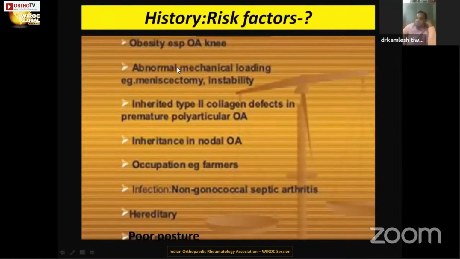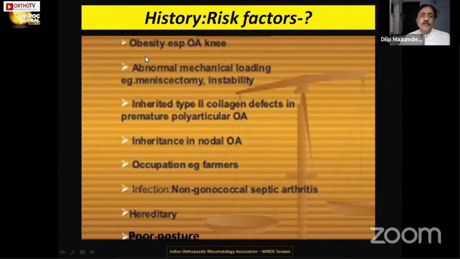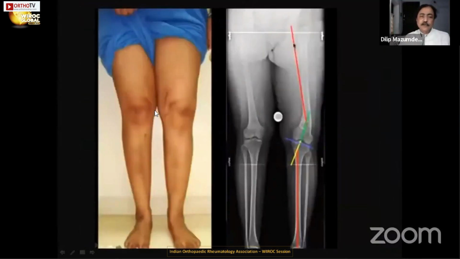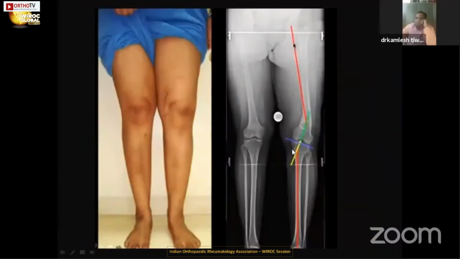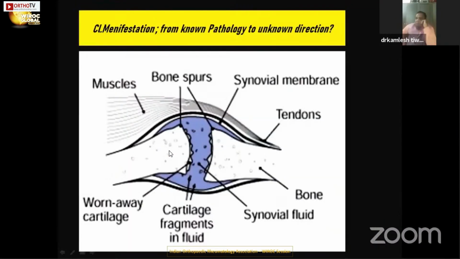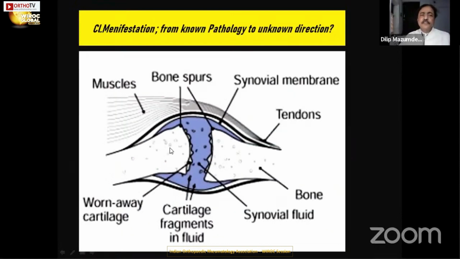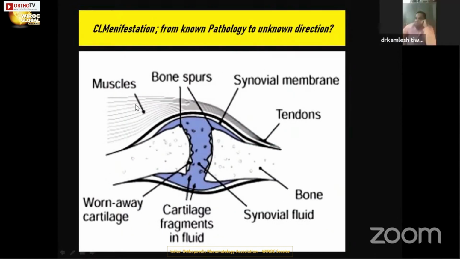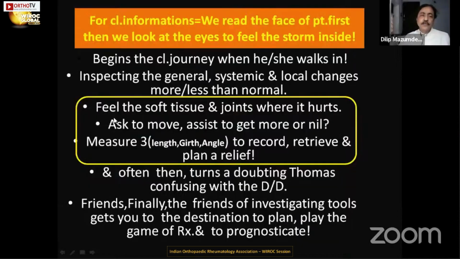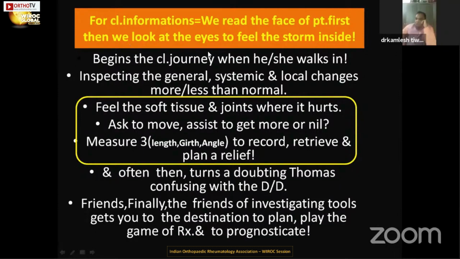So, wear and tear. What is the history? The history is obesity. It is very important to look for obesity and abnormal mechanical loading. See, they can correct the angulation by this. So clinical manifestations go from the known pathology to the unknown, in the direction of all tissues around the joint. For clinical examination, we look at the face of the patient first. Then we look at the eyes to feel the storm inside.